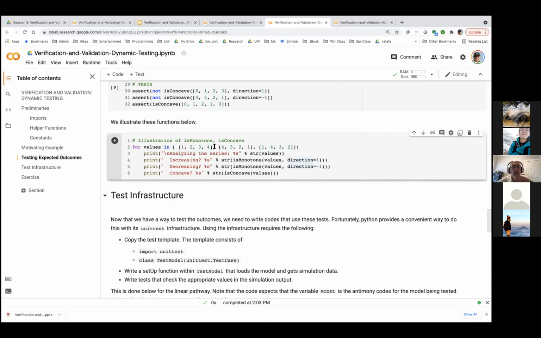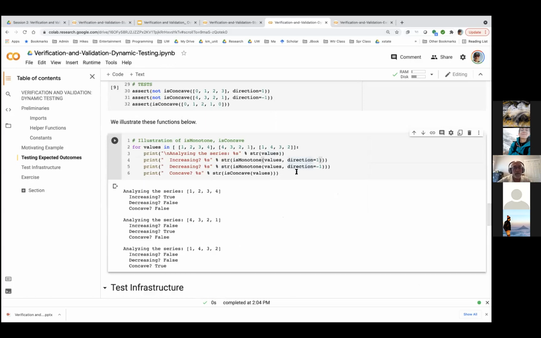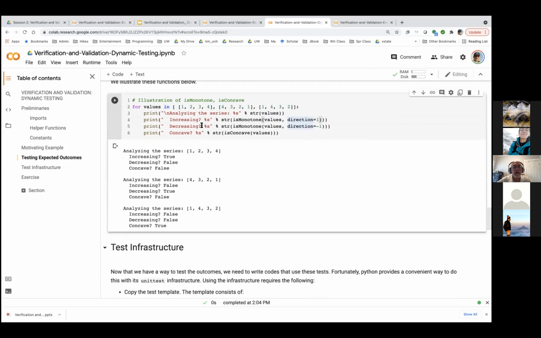So we're going to analyze these various series here. This one is clearly an increasing one: 1, 2, 3, 4. This one is clearly decreasing. This one increases a little and then decreases. So let's see what happens when we run this. It goes through and does each one of these checks.